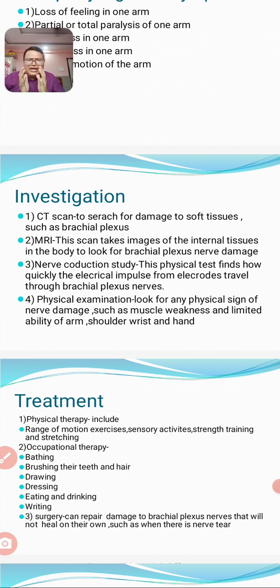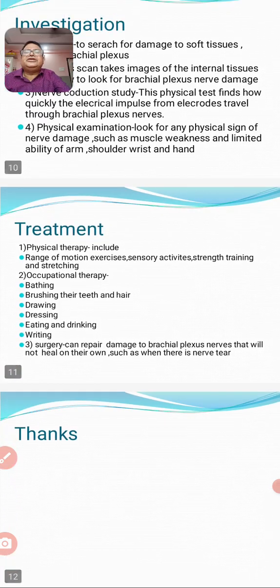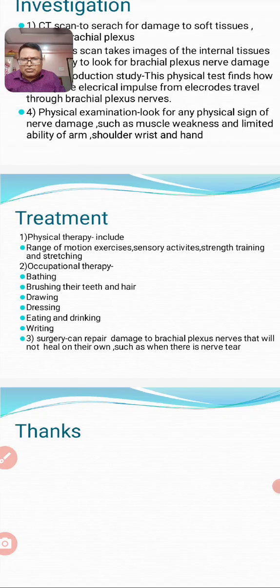In the physical examination, we look for any physical sign of nerve damage such as muscle weakness and limited ability of the arm, shoulder, wrist and hand. And what is the treatment? The treatment is physical therapy that includes range of motion exercises, sensory activity, strength training and stretching. These are the physical therapy we do in an Erb's paralysis patient.